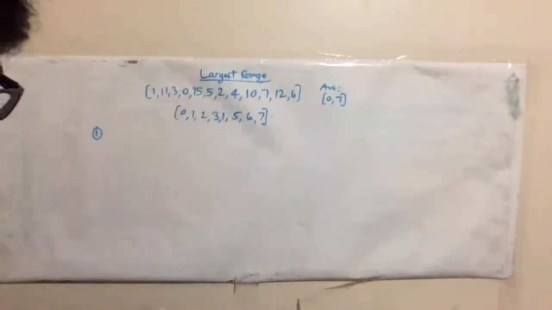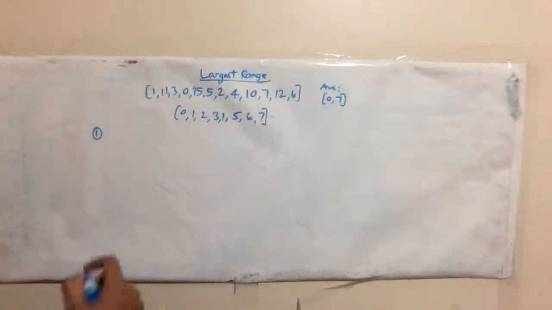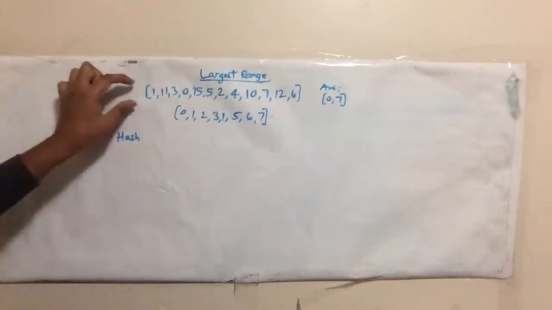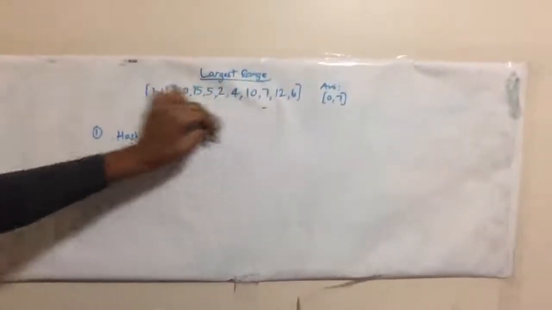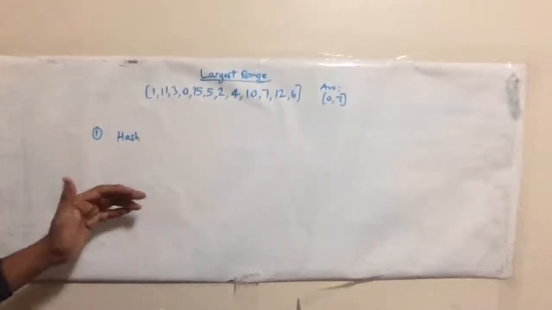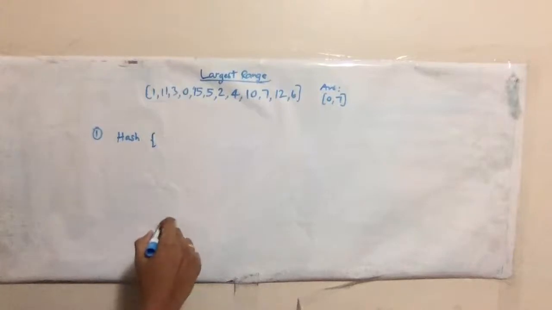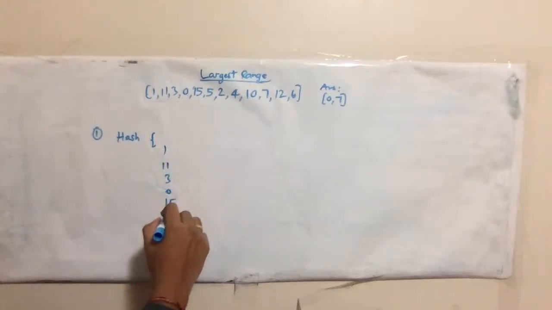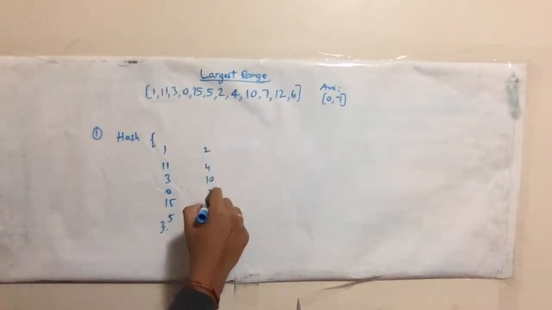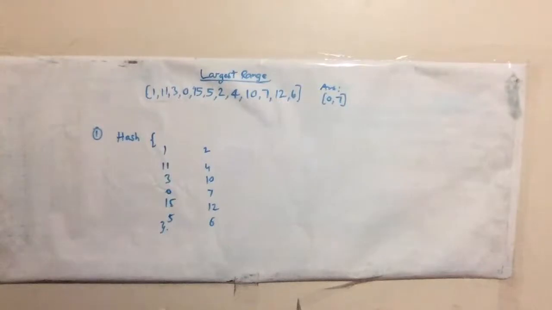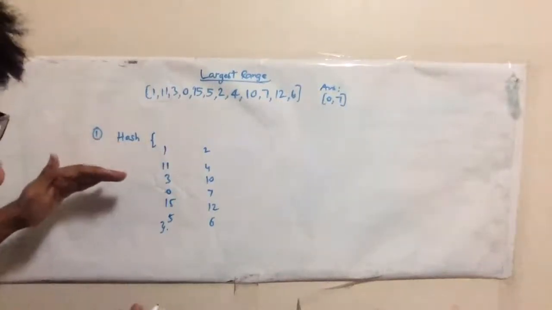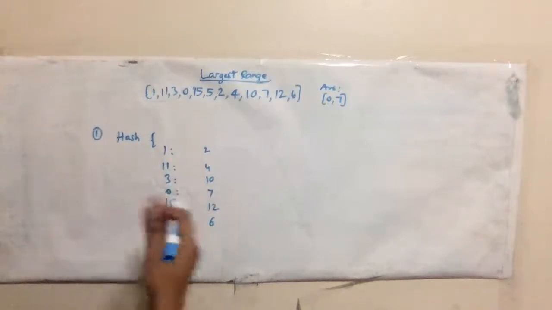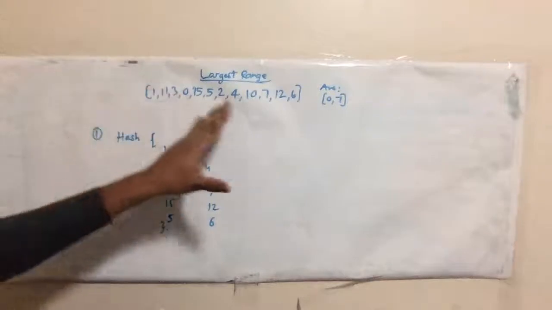A much better way, instead of sorting which gives big O of n log n, is to go with hashing. Initially we keep these numbers in a hash. In an empty hash we will keep all these numbers: 1, 11, 3, 0, 15, 5, 2, 4, 10, 7, 12, 6. We are talking about the logic first, and I will come to the value later. So initially create a hash with all these values.